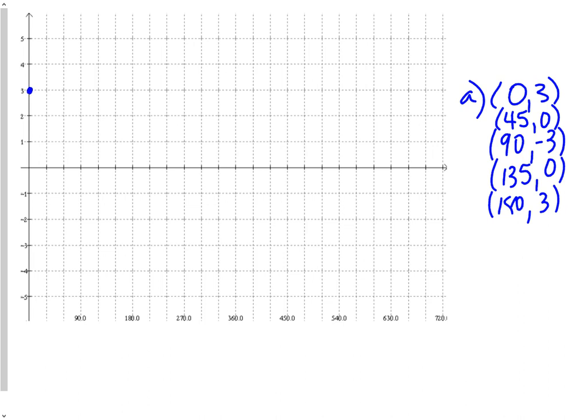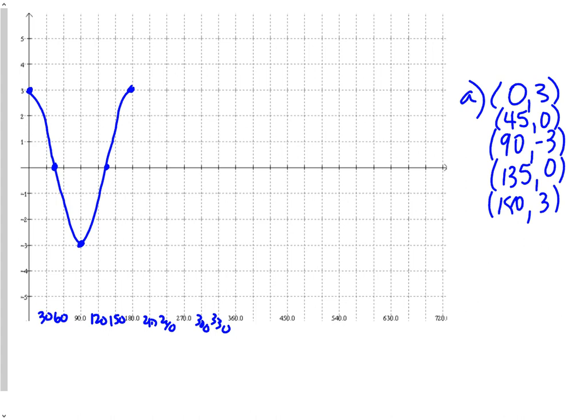So 0, 3, and then 45. My grid goes up by 30, so 45 would be halfway in between 30 and 60. 120, 150, 210, 240, 300, 330. Okay, so 45 and 0 is going to be here. And then 90 and -3 is down here. And 135 and 0 is back up here. And 180 and 3. So that is definitely compressed in. We can see that.